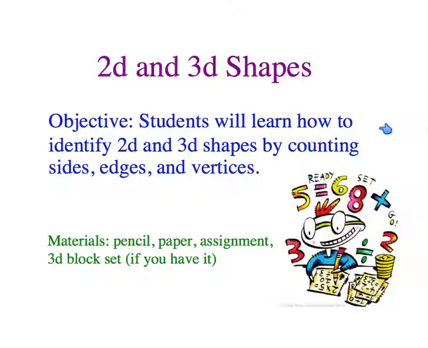After this lesson students should know how to identify those shapes by counting their sides, edges, and vertices. You should have a pencil and paper with you, and you'll want to print out the assignment that comes with this video. And if you have the 3D block set that came with your online school curriculum, you'll probably want to get that out so that you can get a better idea of these three-dimensional shapes.